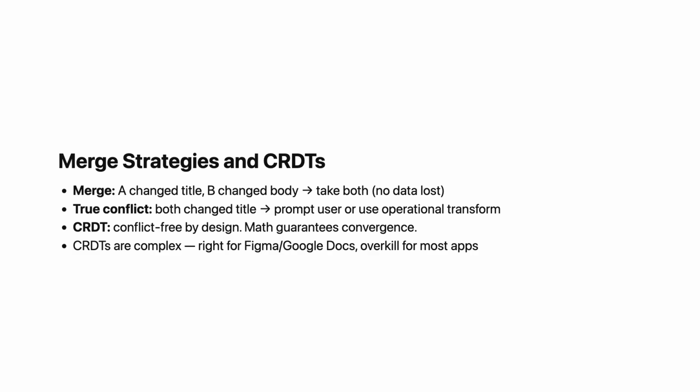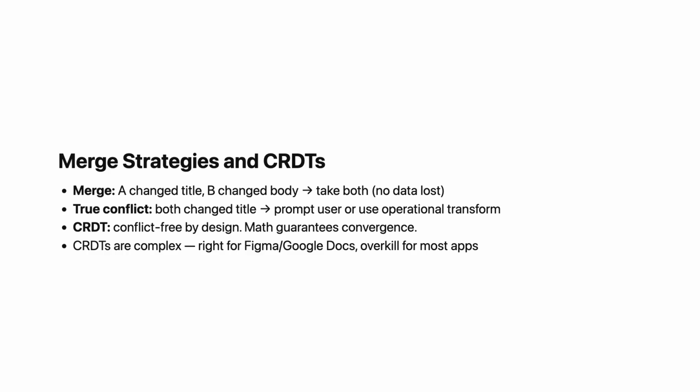Think of a simple CRDT, a grow-only set. You can add items but never remove them. Two devices each add different items. When they merge, you take the union, no conflict possible. A counter CRDT works by having each device maintain its own counter. The total is the sum of all per device counters. Two devices each increment, no conflict, just add them up. More complex CRDTs exist for text editing, ordered lists, and maps.